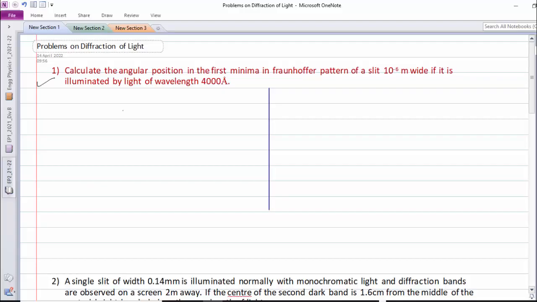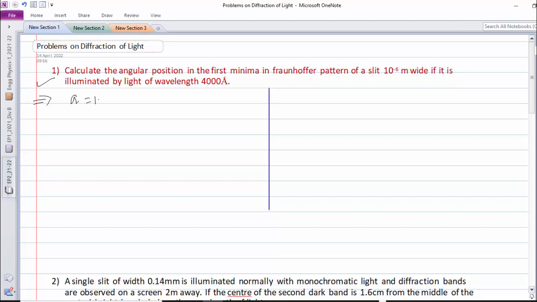Calculate the angular position of the first minima in the diffraction pattern of a slit 10 to the minus 6 meter wide, if it is illuminated by light of wavelength 4000 angstrom units. So it is clearly a case of single slit diffraction wherein the slit width is given. So we will be starting the solution of this problem.